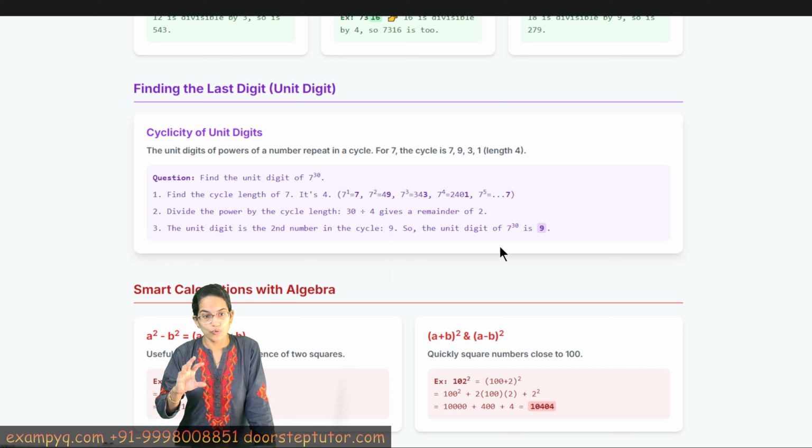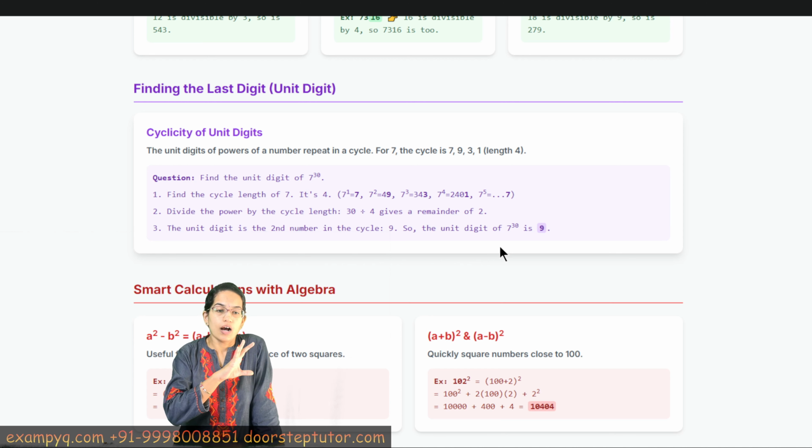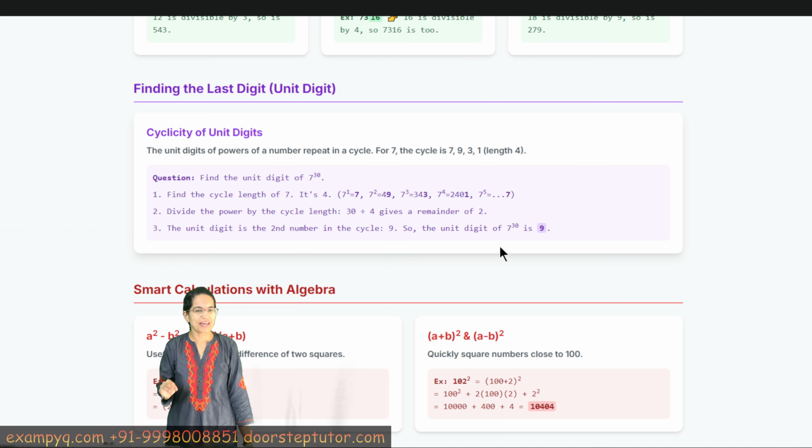Of course, if you are able to understand and grasp this, you would be able to solve very basic and fundamental problems of arithmetic. This is a very important topic which is asked in most of your Olympiads. So prepare well, practice well.